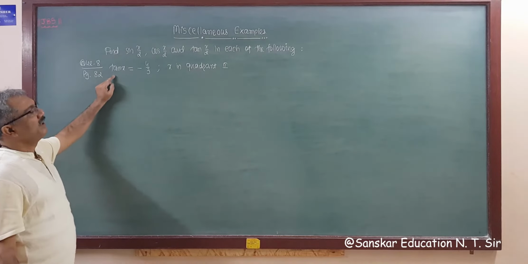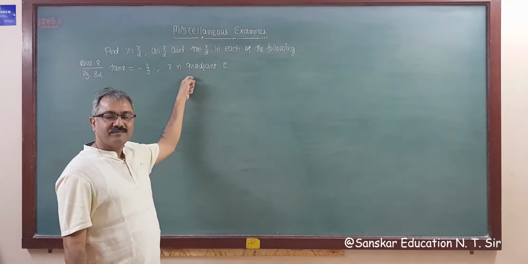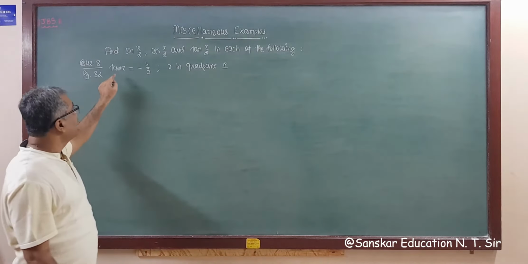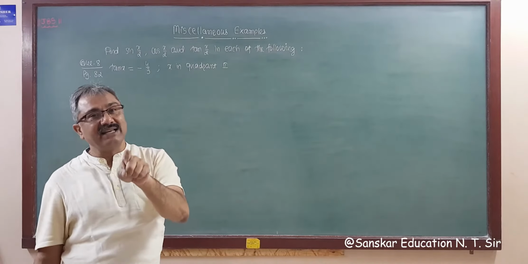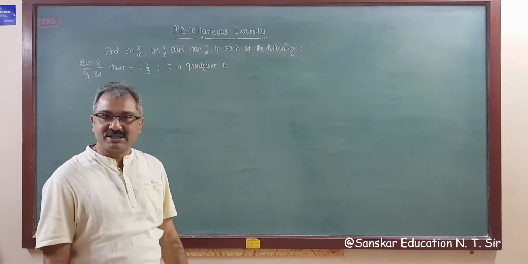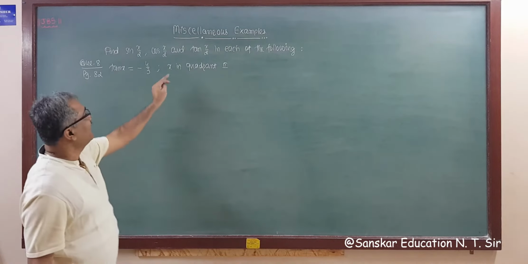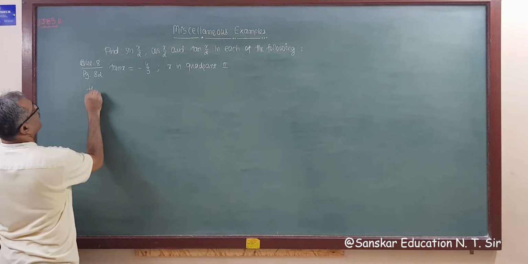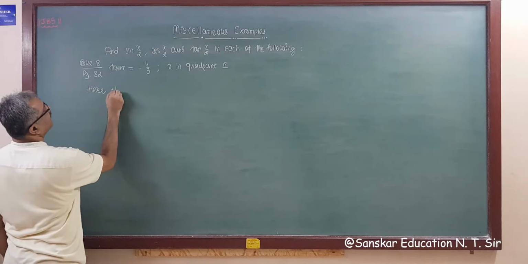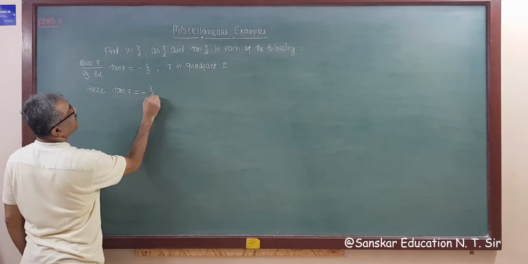So now, given tan x in second quadrant. To find out the sine, cos and tan of x by 2, what do we require? Sin x by 2 and cos x by 2. So cos is a must. For cos, in the second quadrant, cos is negative. So draw here: tan x is minus 4 by 3.